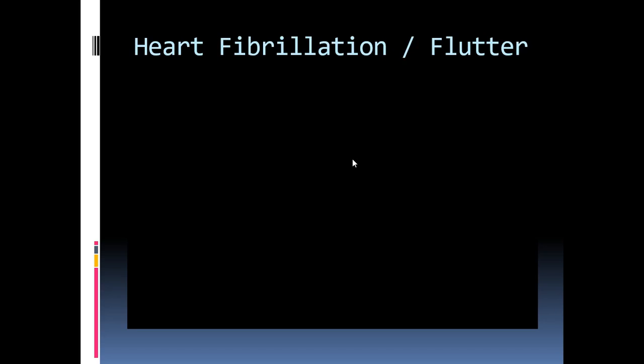Okay, I would like to show you guys two different medical conditions in which the heart loses its ability to control the heartbeat, right? So the SAN and the AVN become haywire. So there is no specific rhythm to control the contraction of the atria and also the ventricles. So the two conditions are heart fibrillation and the fluttering of the heart.